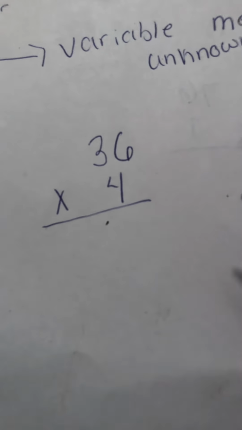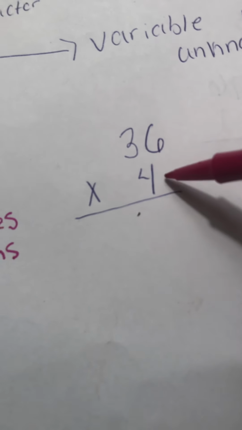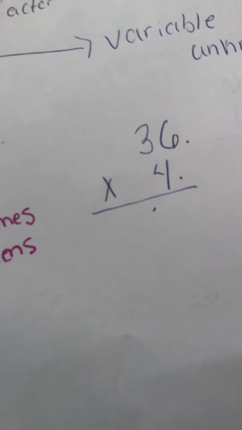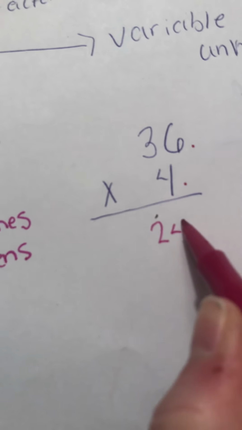All right, let's look at another one. If I'm doing this one, I'm once again going to start with my ones. So 4 times 6 ones gives me 24.